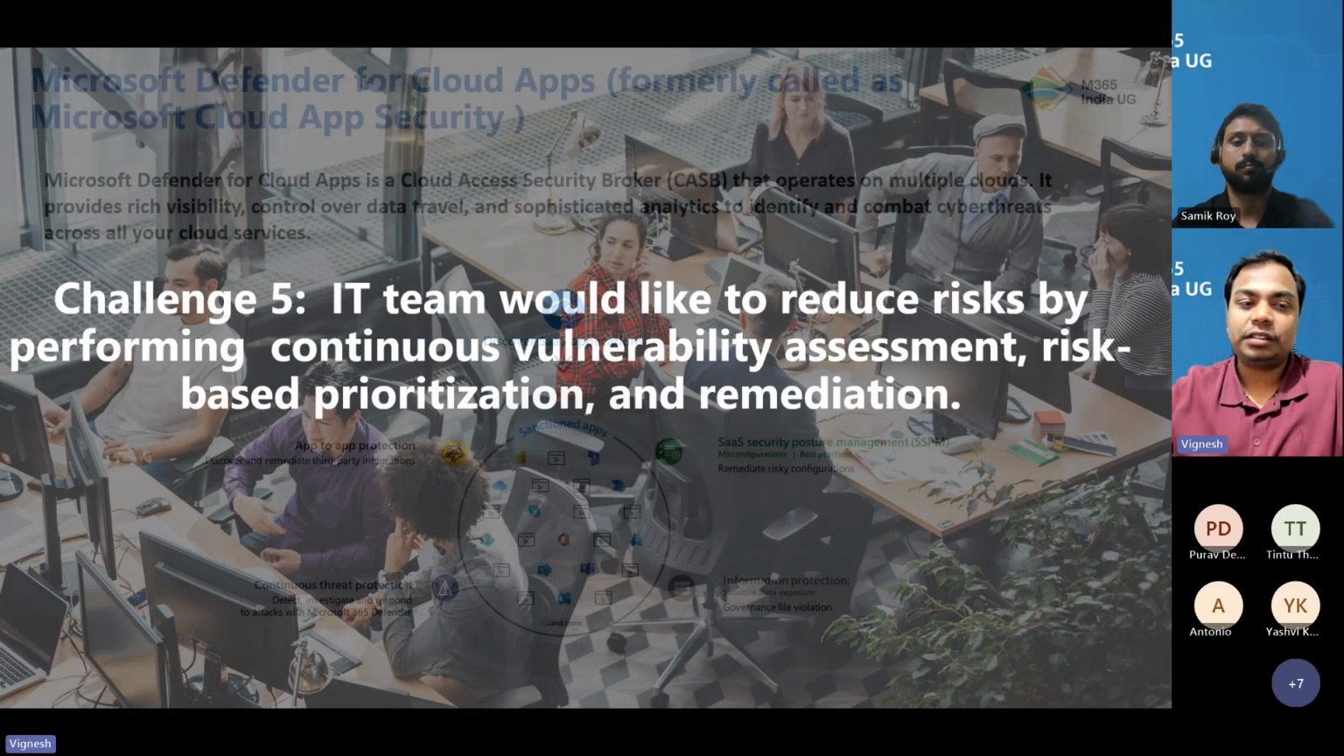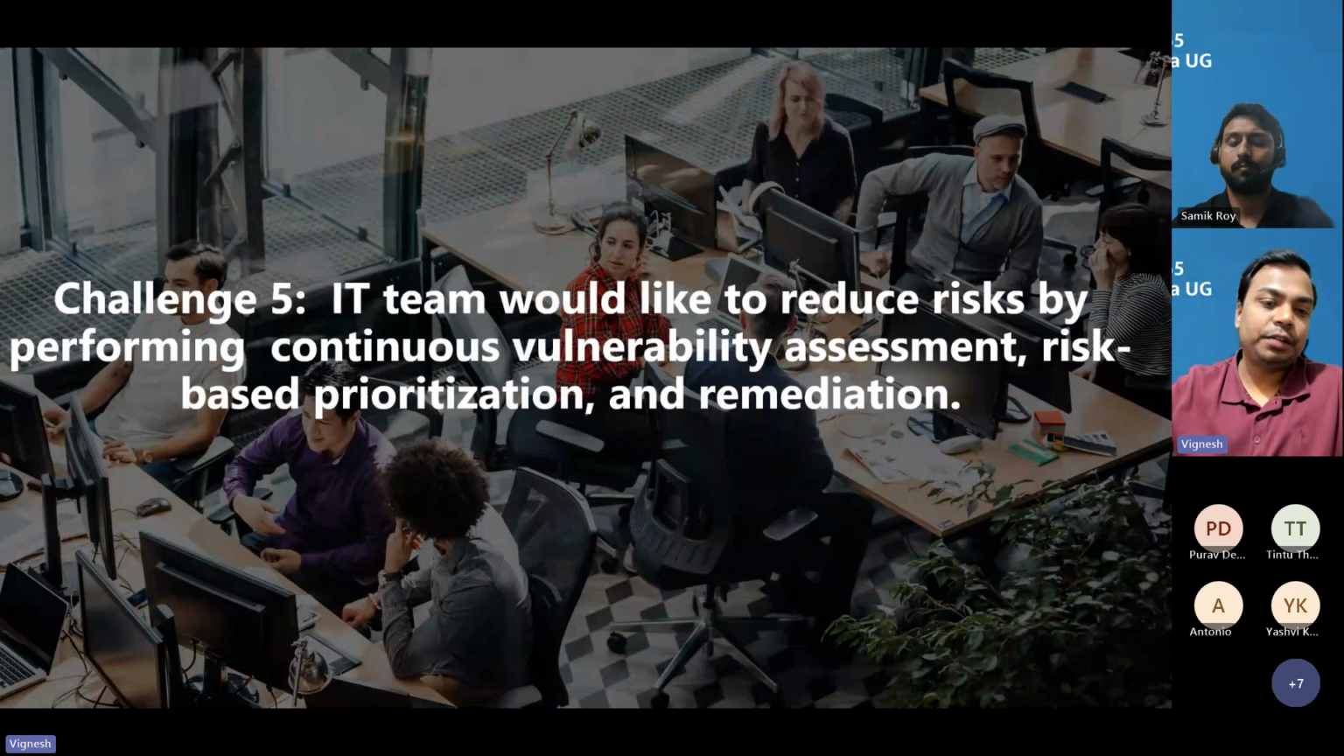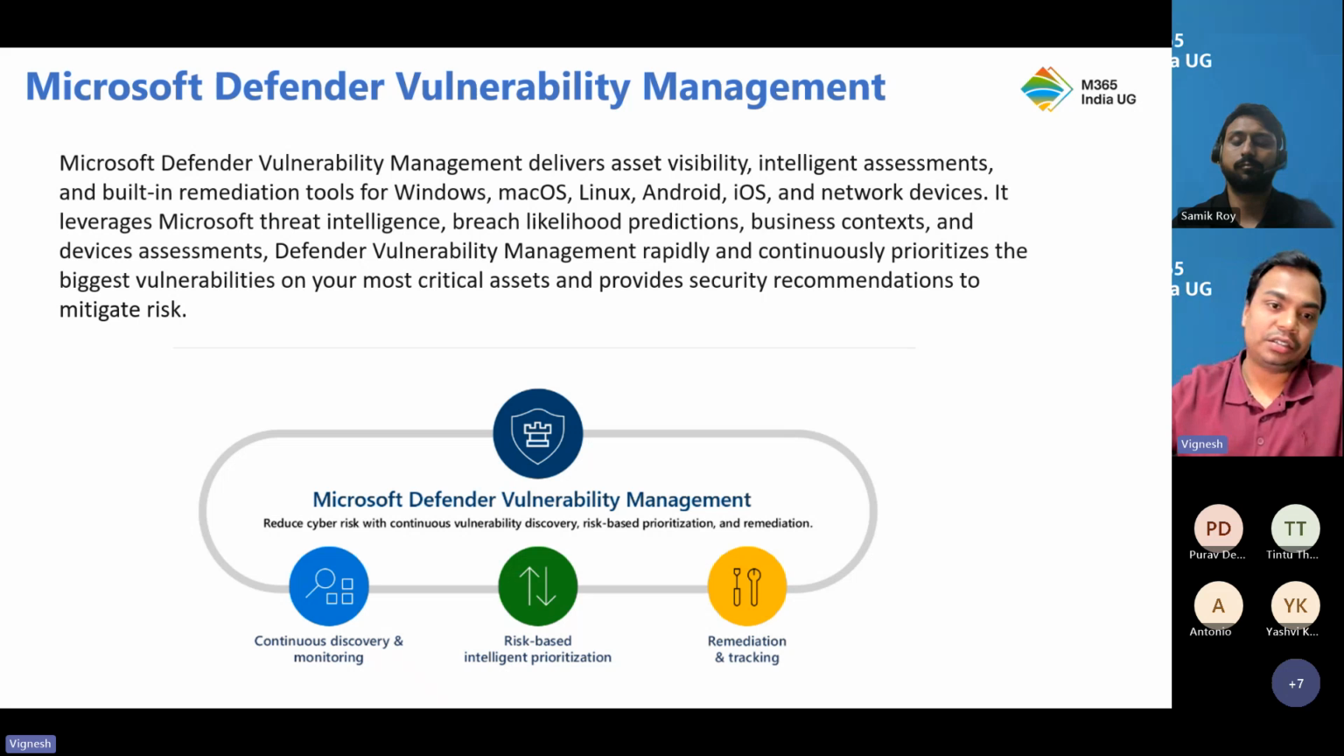So moving on, for the fifth challenge, the IT team would like to reduce risks by performing continuous vulnerability assessment, risk-based prioritization, and remediation. So how can this organization perform continuous vulnerability assessment? If you're coming from that kind of background, you would quite understand this, right? Because you want to make sure that all the endpoints, all the devices in your organization, are up to date and patched properly. Maybe the device certificate and also the installed apps are properly updated. It could be the browser extensions, or there is a lot which happens inside an endpoint, right?